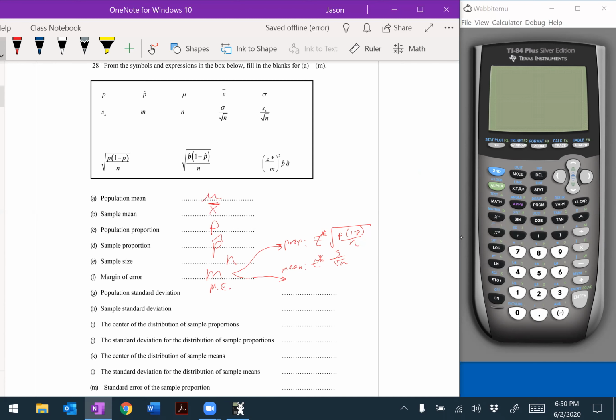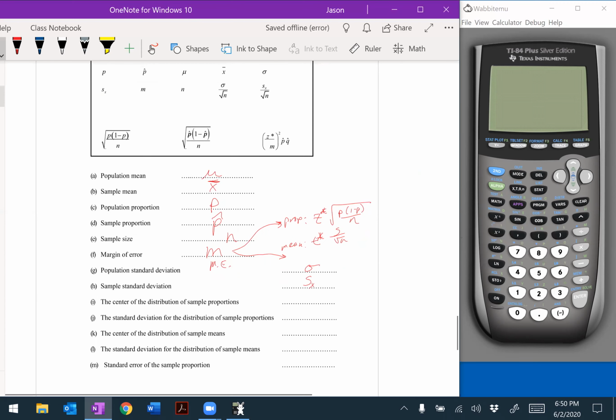Population standard deviation. What's population standard deviation? That's sigma. What's the sample standard deviation? That's S, or sometimes it'll be written S sub X, like in your calculator.